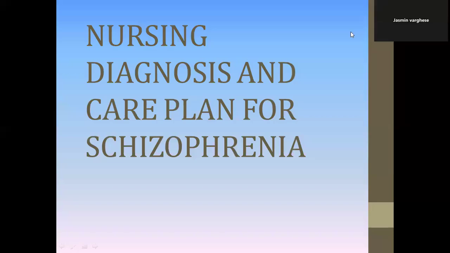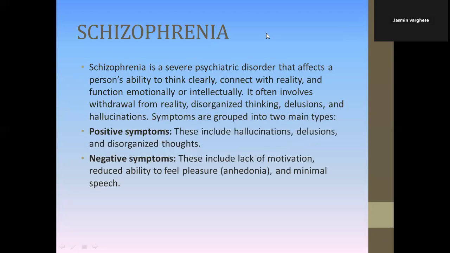Hey everyone, today we are going to discuss nursing diagnosis and care plan for schizophrenia. First, we will see what is schizophrenia. Schizophrenia is a very severe psychiatric disorder that affects a person's ability to think clearly, connect with reality, and function emotionally or intellectually. It often involves withdrawal from reality, disorganized thinking, delusions, and hallucinations.